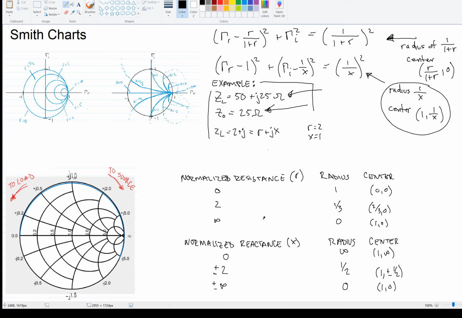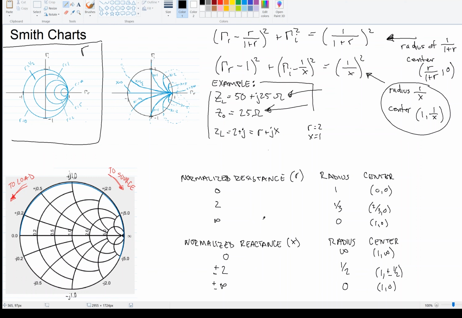So what we can do then is take all of these cases and start to make these circles. I want to direct your attention to the top left. I have in the very top left, so this here, these are the R circles. Again, I have gamma R as the horizontal axis, the real part of gamma, the reflection coefficient, and the imaginary part of gamma on the vertical axis. So here are the circles.